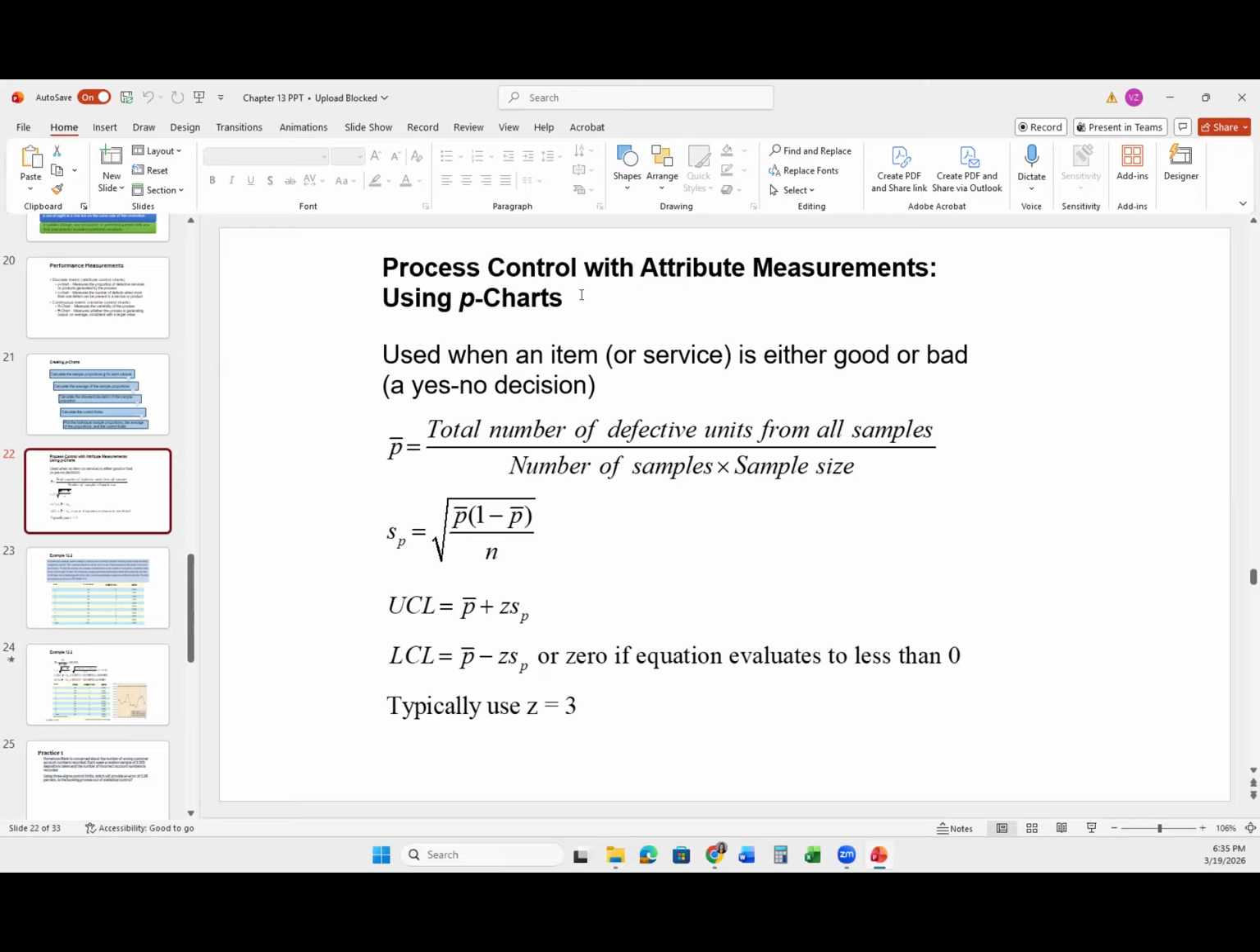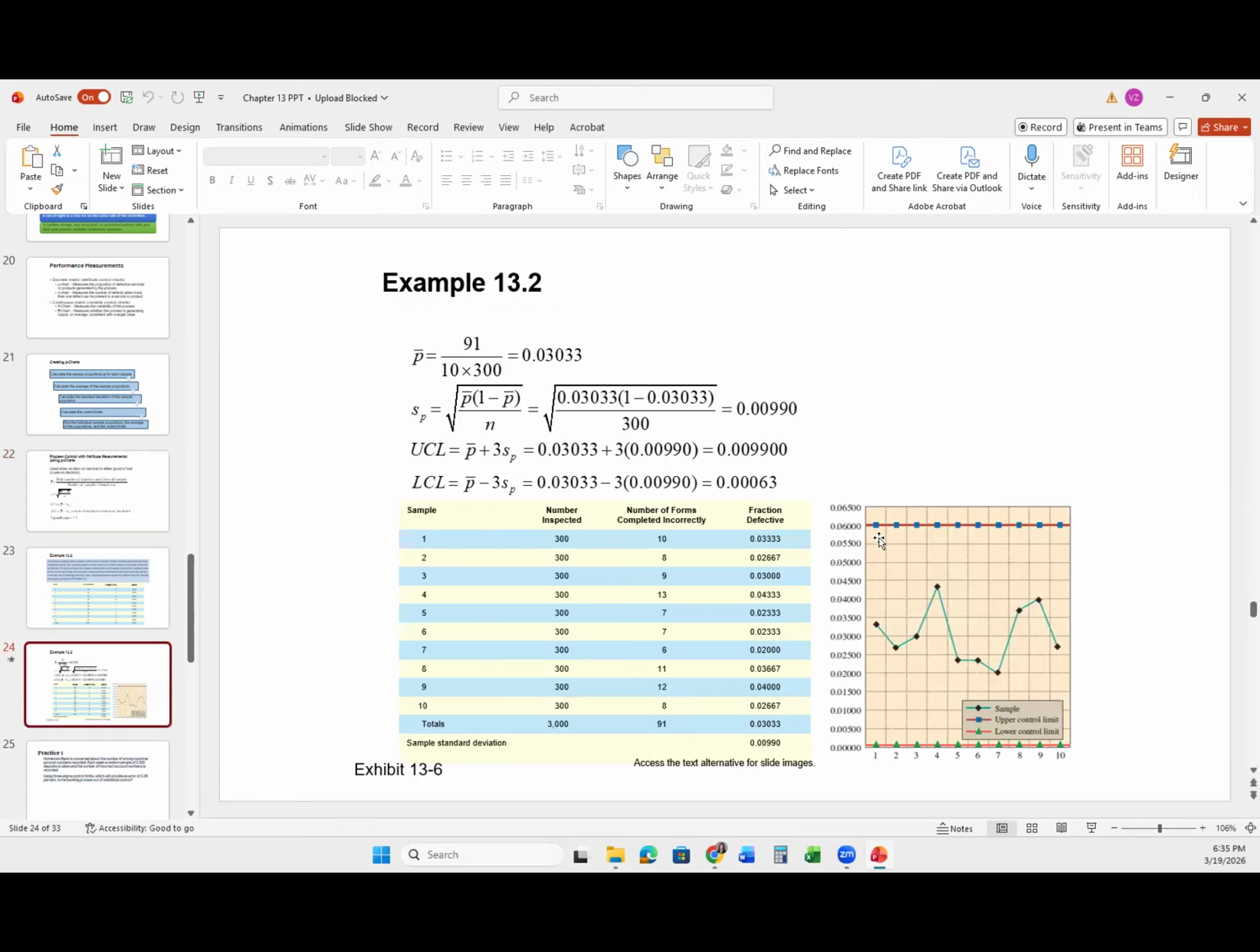For any control chart, the chart has three lines. This one is what we call the upper control limit line, and this is the lower control limit line. So you need to find those two. This is how we calculate the upper, and this is the lower. And this is for the P chart.